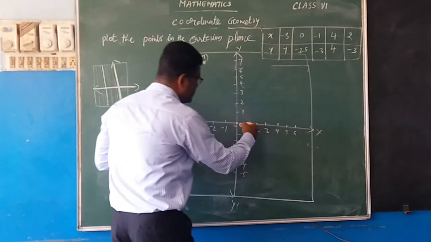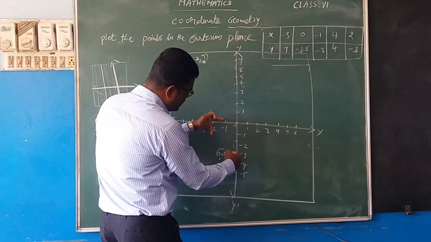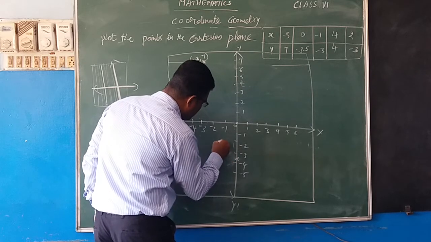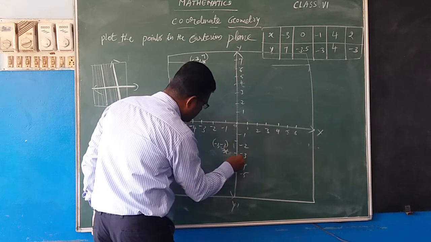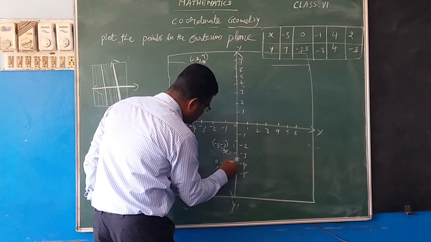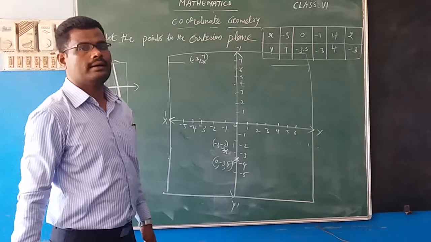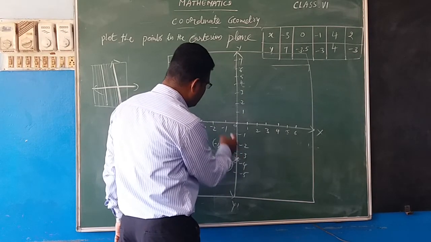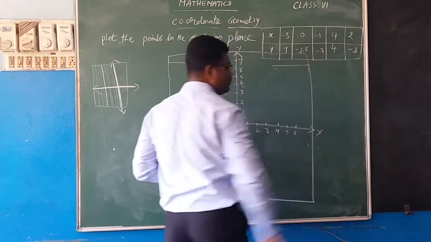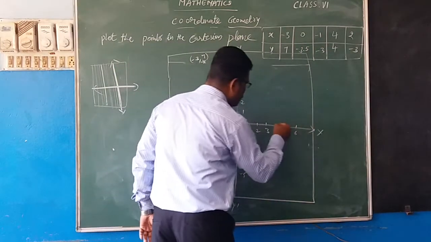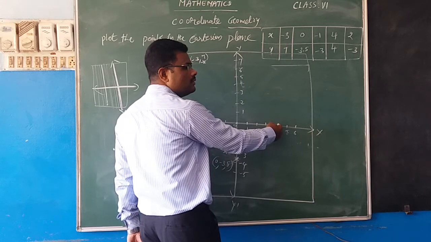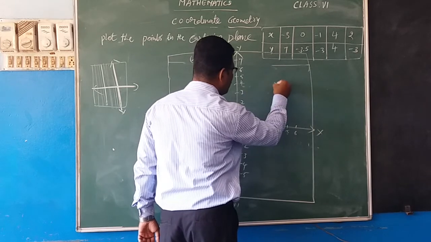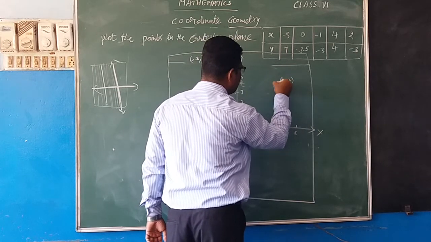Then the next point is -1, -3. X-axis -1, this one, and y-axis -3. So this point indicates -1, -3. This point indicates 0, -3.5, the point between 3 and 4. Now 4 and 4. X-axis 4, y-axis also 4. +4, we need to go upwards. So 4 upwards. This indicates 4, 4.